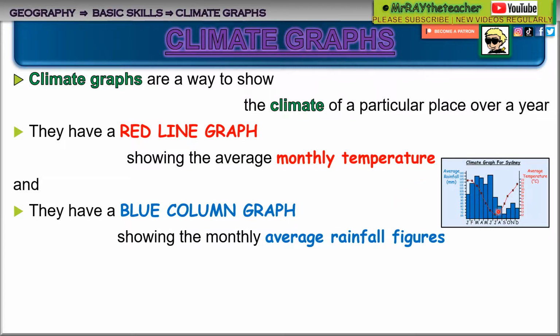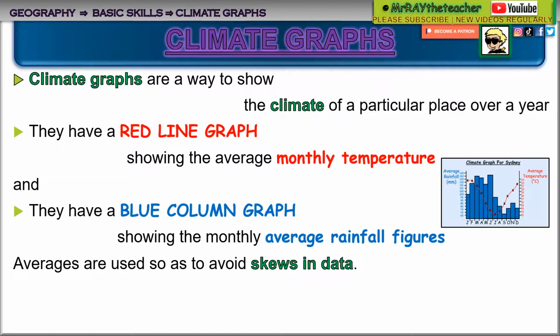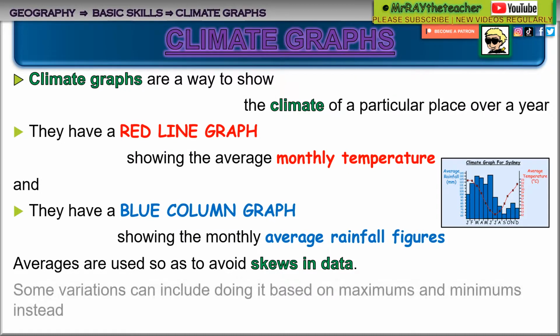Again, it could be the highest rainfall, could be the lowest rainfall. Just make sure you stipulate it. That means write it down on your graph so we know what you're showing us. And averages are used, in this case, to avoid skews in data. So if you had like the hottest summer in 100 years and you chuck that in, your data is going to get out of whack. So skews in data, want to avoid that, so we get the middle. Some variations include doing maximums and minimums instead, as I said.